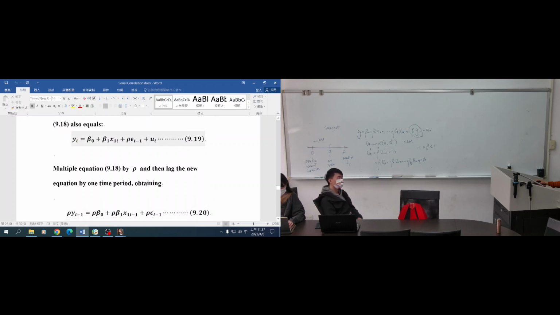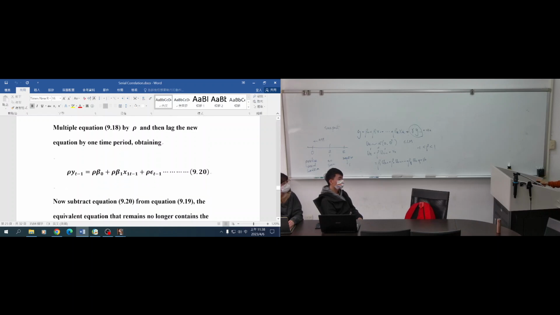Then compare 9.19 and 9.20. Do we have the same thing in this one too? Right? So I use 9.19 minus 9.20: left hand side minus left hand side, right hand side minus right hand side. So I will eliminate the pure serial correlation. This is the purpose.